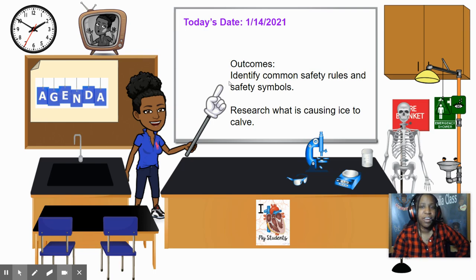Our outcomes for today are to identify common safety rules and safety symbols, and to research what is causing ice to calve.